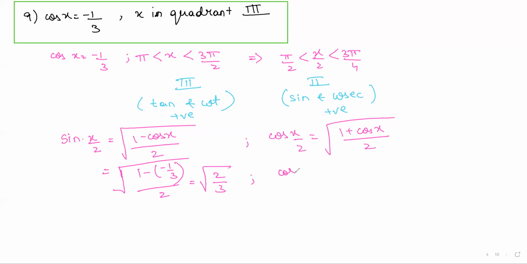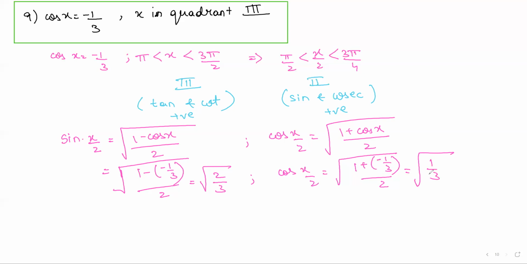Next, cos x by 2 is equal to root of (1 plus minus 1 by 3) upon 2. This is 1 minus 1 by 3, which is 2 by 3, and divided by 2 is 1 by 3. Root of 1 by 3. Now we are in x by 2, we are in the second quadrant. Sine is positive, cos is negative.